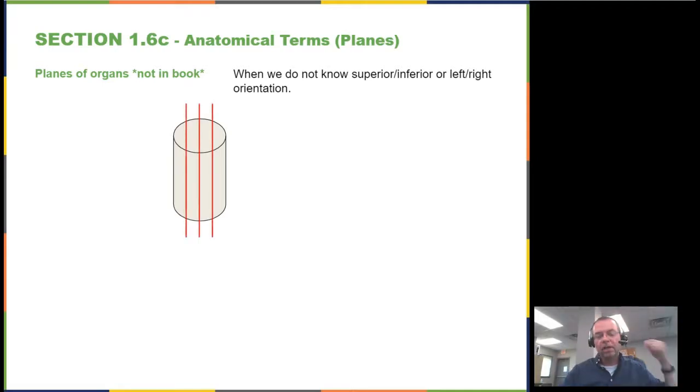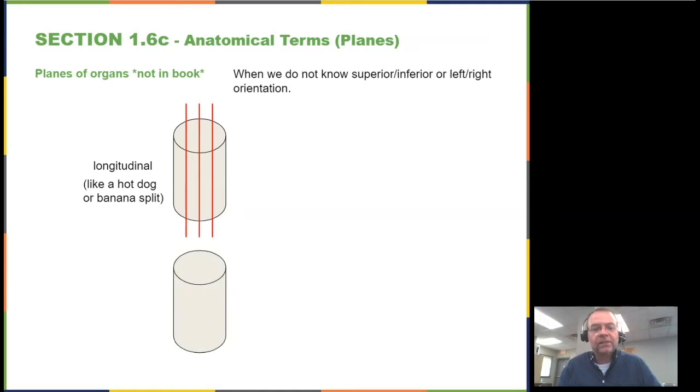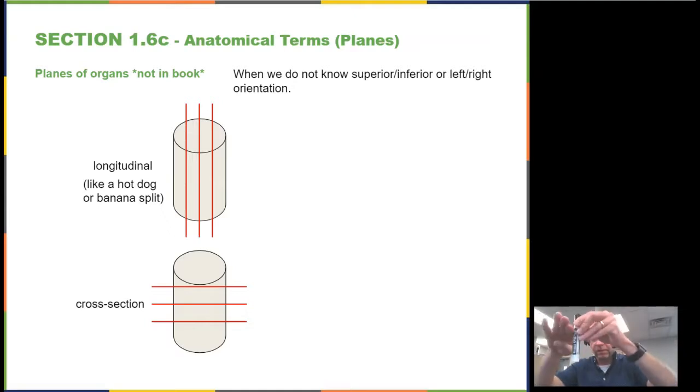We call this kind of a cut or this kind of a slice longitudinal. And you can think of it like slicing a hot dog, cutting a hot dog in half lengthwise, or splitting a banana in half to make a banana split. So that's longitudinal. The second one slices like this. So perpendicular to the long axis. And we call that a cross-section, a cross-sectional slice. So like this. Slice, slice, slice.